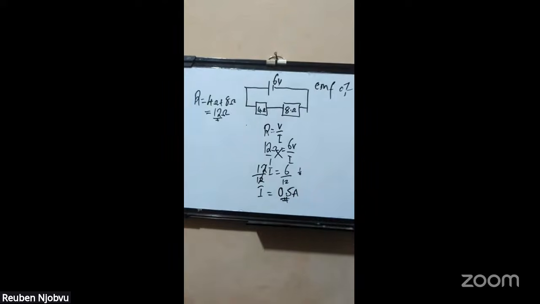Are you getting that? Good. 0.5. So that's how you find the current, the first question.